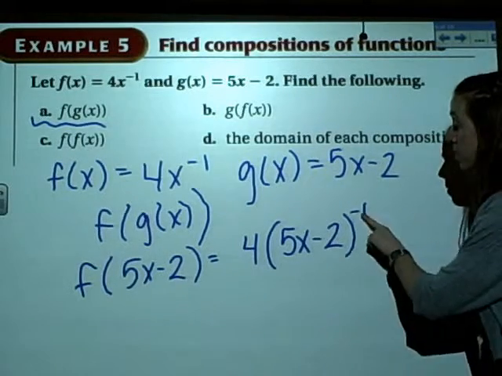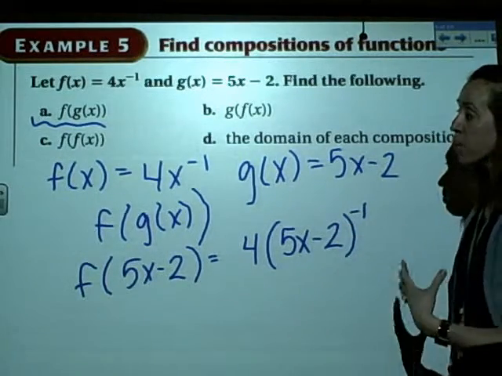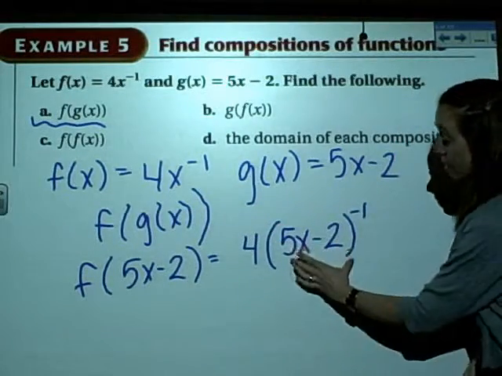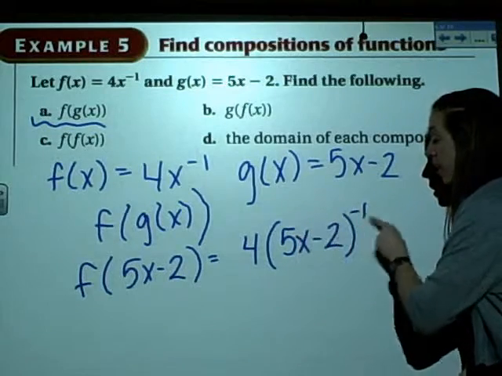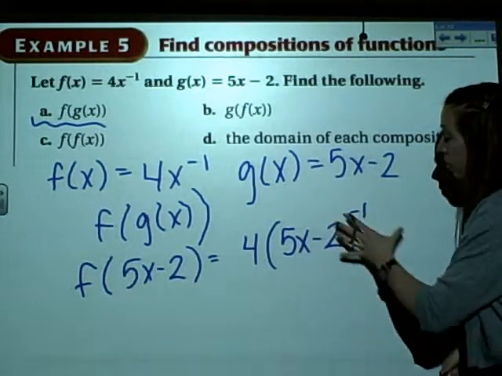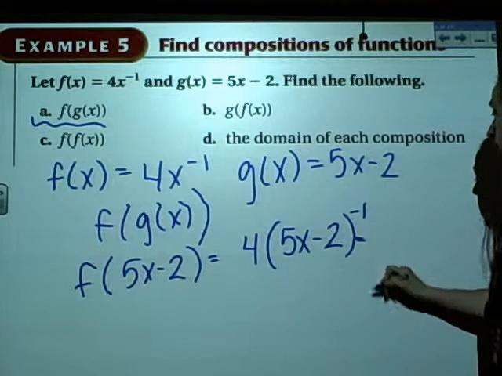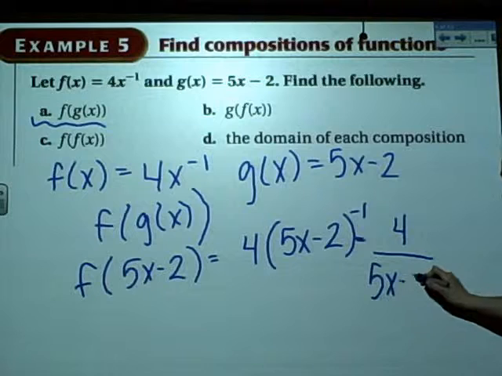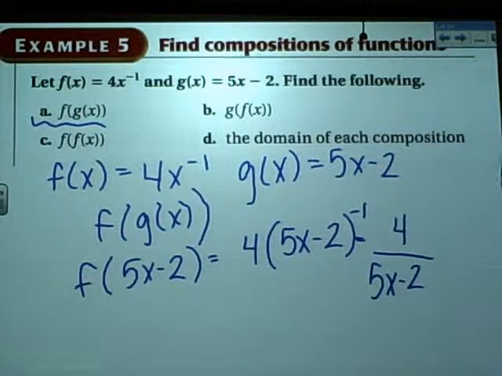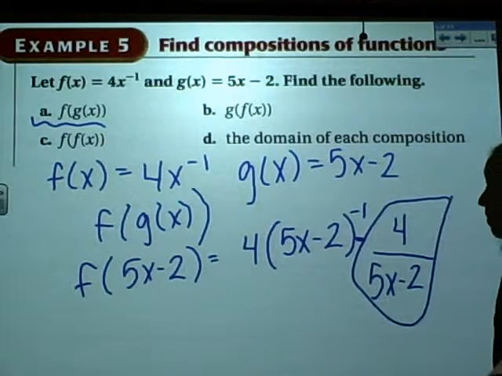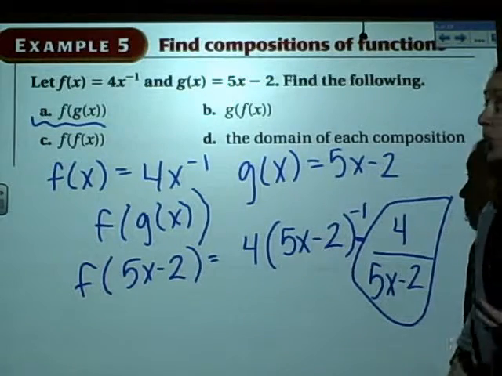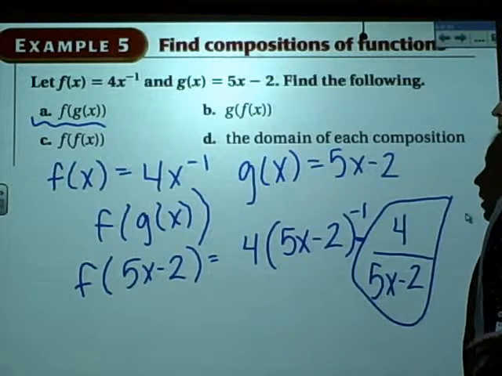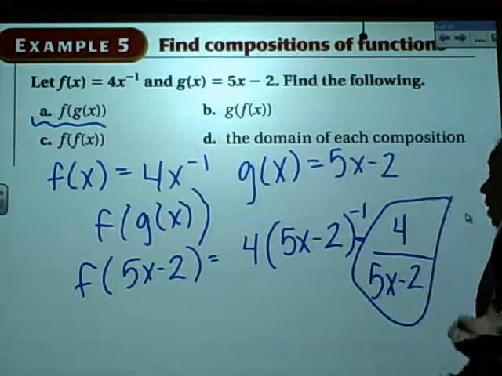Now I'm not going to distribute, okay? And we might have done this in the beginning to make this a lot easier. But I'm going to say this entire expression is being raised to the negative 1 power, so the entire thing is going to move to the bottom. So we're going to change this to 4 over 5x minus 2. That would be my function. That's my new function. You guys give B and C a try. I'll put the work on the board, and then we'll talk about the domain.